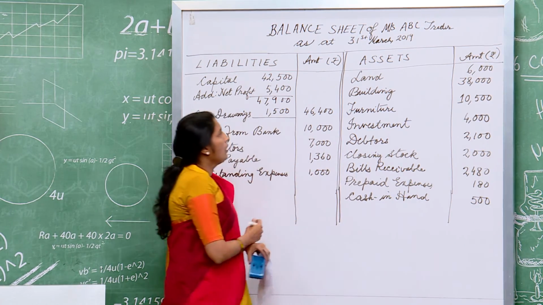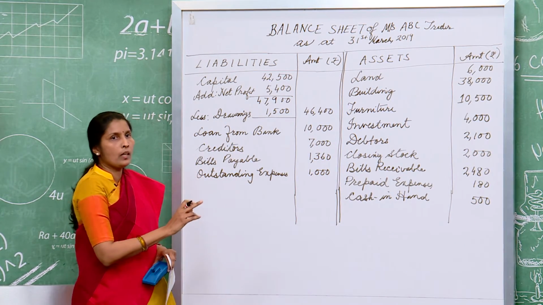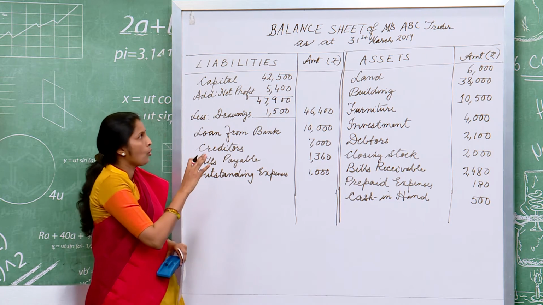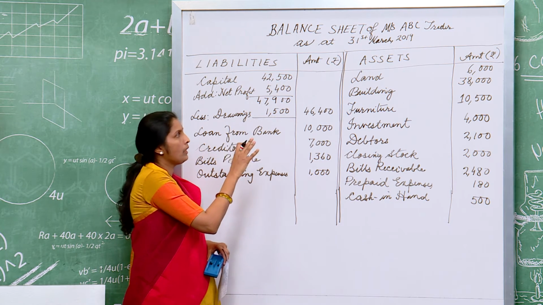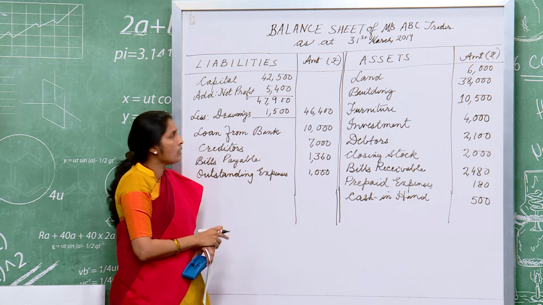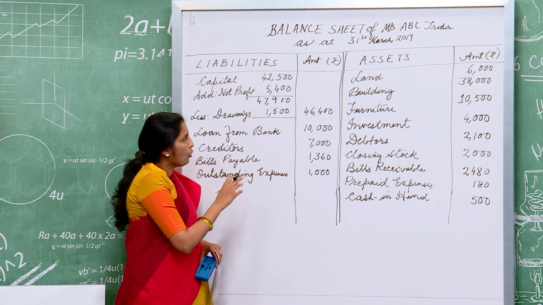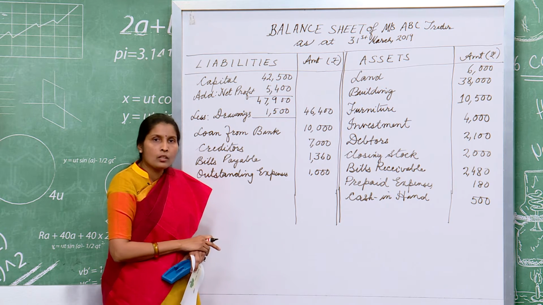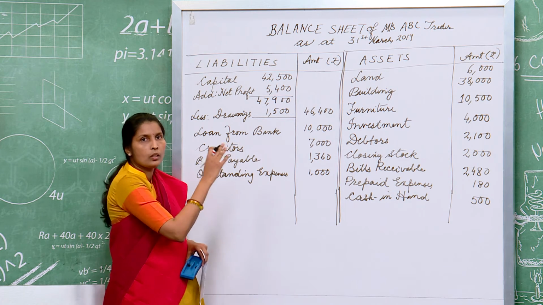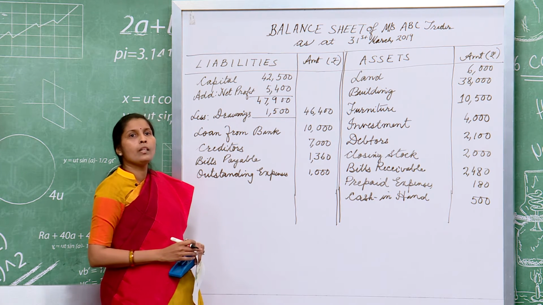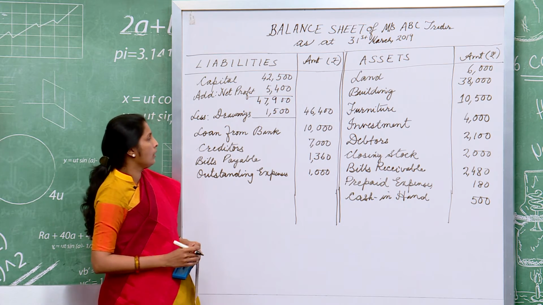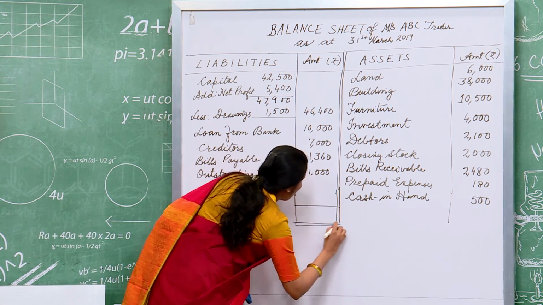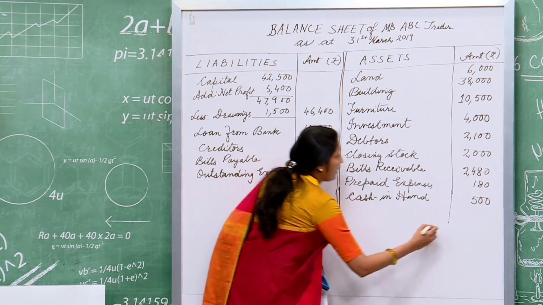So, as you can see, all the items that were given to us, we have taken some to the liabilities and others to the assets. All the properties, land, building, furniture, investments, debtors, then closing stock, bills receivable, prepaid expenses, cash in hand, have all gone to the asset side. Now what we need to do is the totaling: the total on the liability side and the total on the asset side.